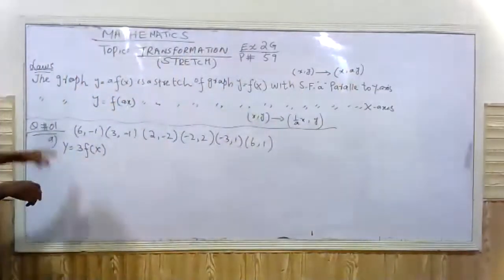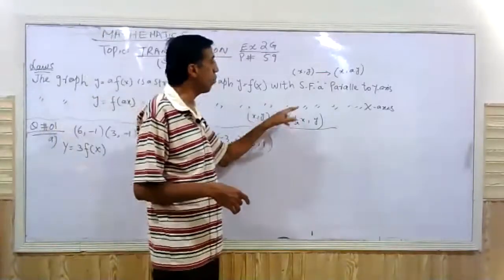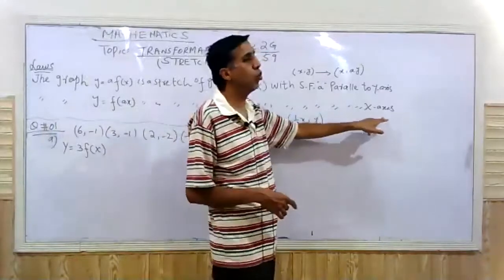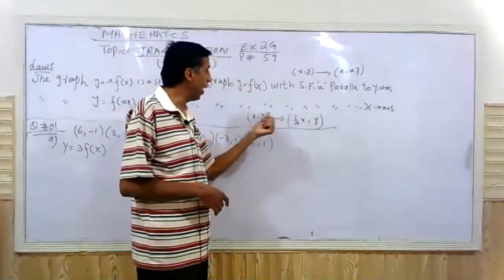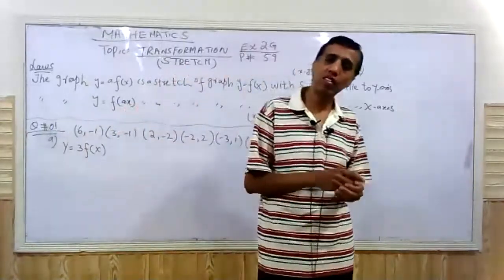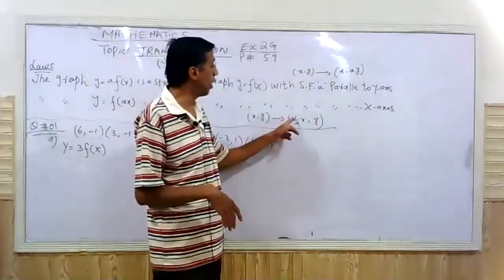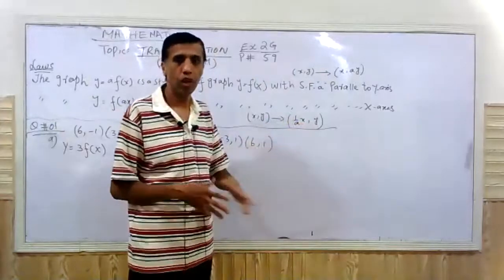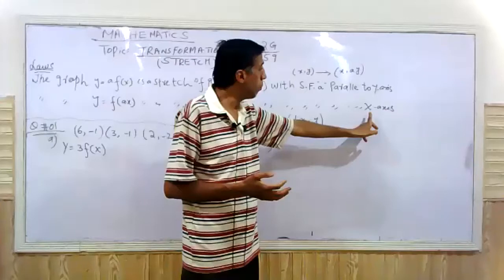Regarding the graph y = f(ax), it is the stretch of graph y = f(x) with stretch factor a parallel to the x-axis. Its coordinate would be: y would be the same and x would be stretched by 1 over a. Whatever the stretch factor is, suppose the stretch factor is 2, we will multiply 1 by 2 to the x coordinate. It is very simple. When the stretch is parallel to the y-axis, x same, y changes. When parallel to the x-axis, x changes, y same.